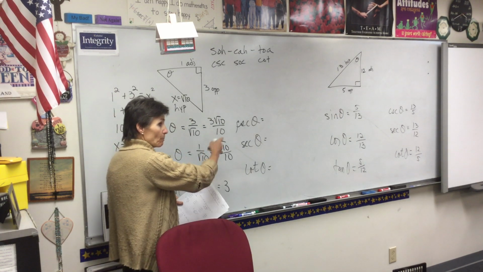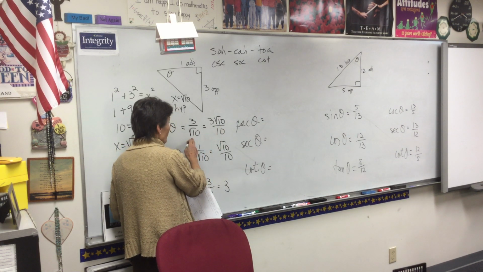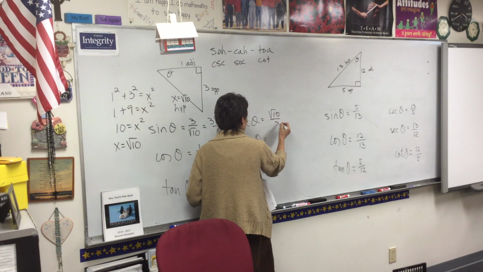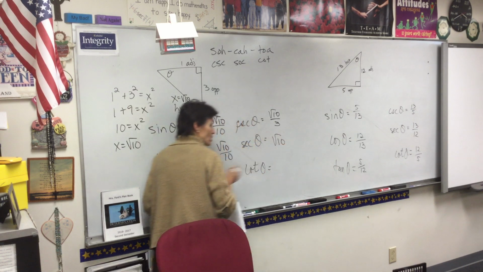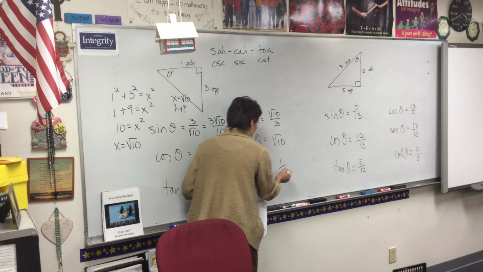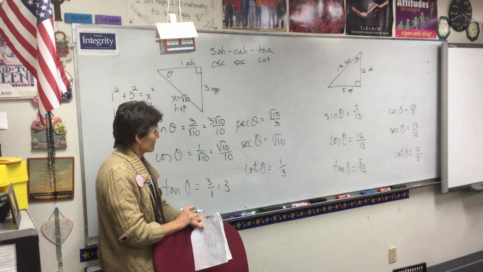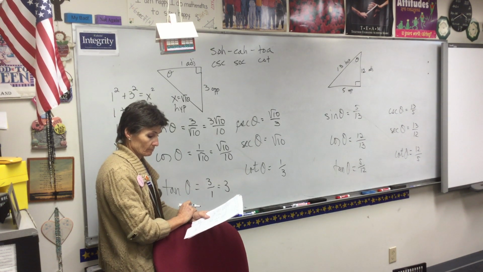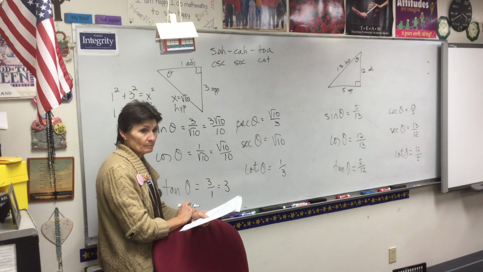Now we'll do our reciprocals. Remember, flip the one that puts the radical on top. So you're going to have root 10 over 3, root 10 over 1, which is just root 10, and then 1/3. You all right with that?